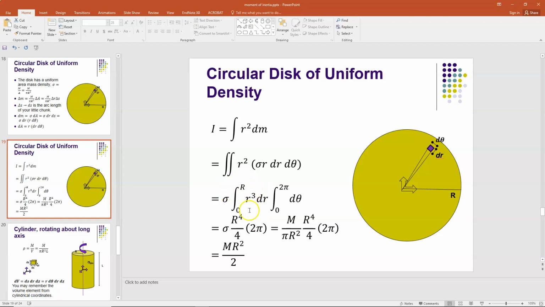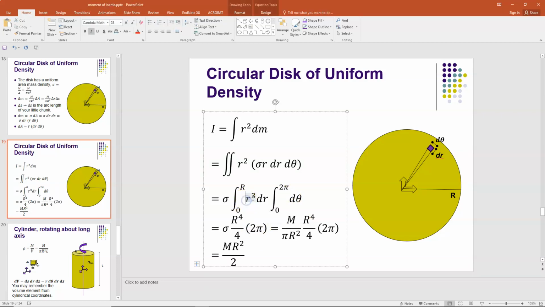The integral over our r part would be the integral of r cubed dr, and the limits would be from the center of our circle out to the radius of the circle big R. So we have the integral from 0 to big R of little r cubed dr. Now we're going to integrate all the way around our disk, starting at 0 and going to 2 pi. And so that means that we're integrating 0 to 2 pi of d theta. So those are pretty easy integrals to perform. The integral of d theta is theta, and theta evaluated from 0 to 2 pi is just 2 pi.